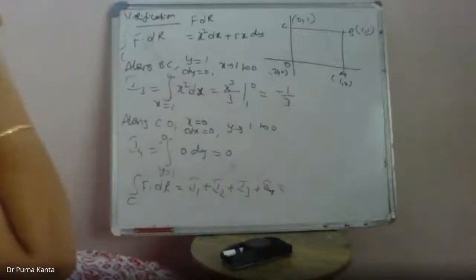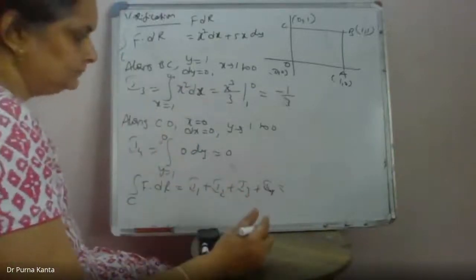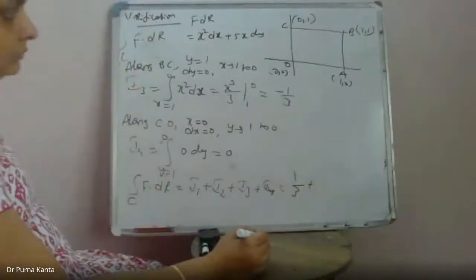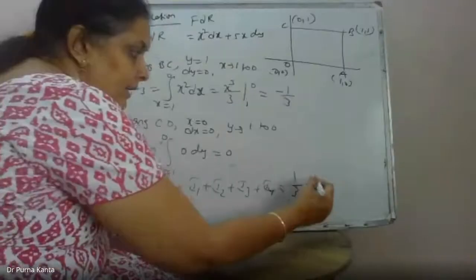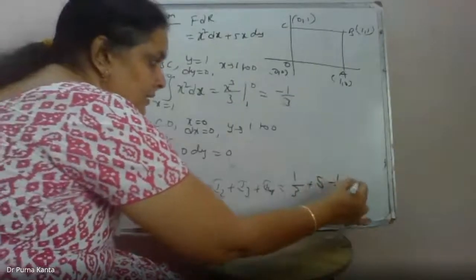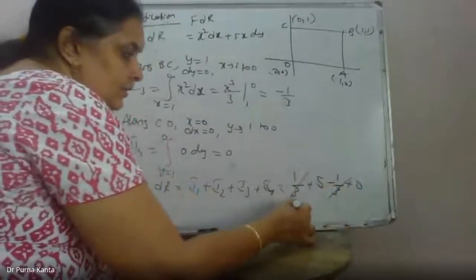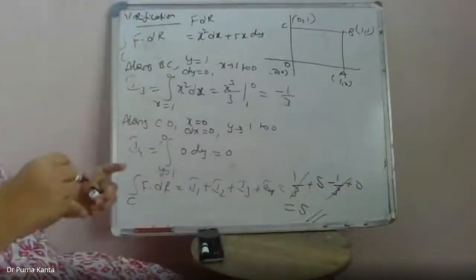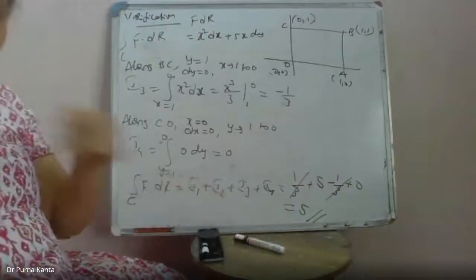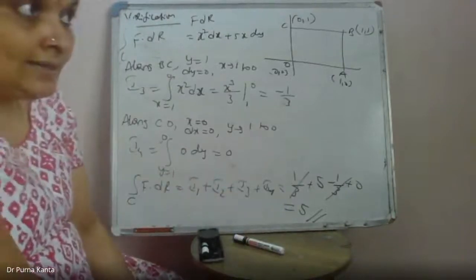I1 value, what did you get? 1 by 3. Yes, I1 madam, 1 by 3. I2 is 5, madam. I3 is minus 1 by 3, I4 is 0. So the total value is equal to 5. Oh, it is verified online. Did you understand this problem?